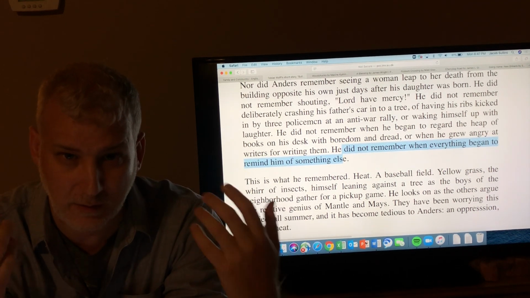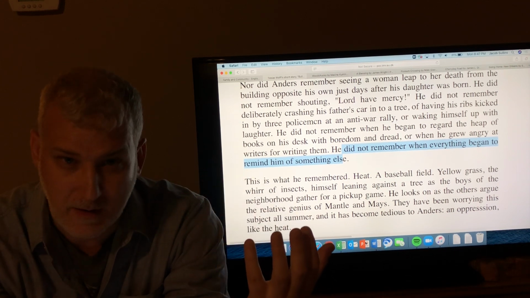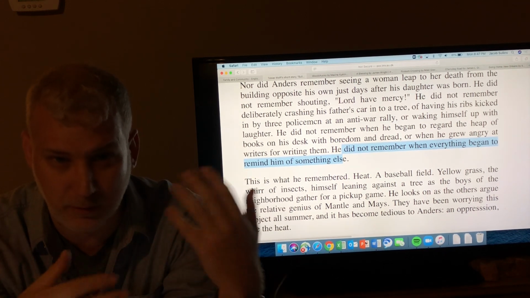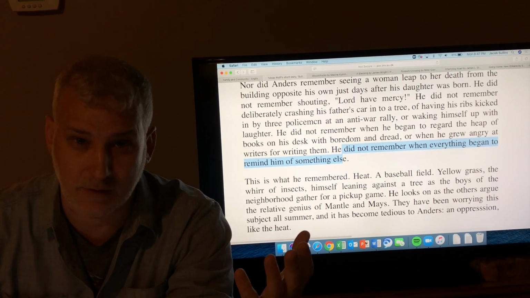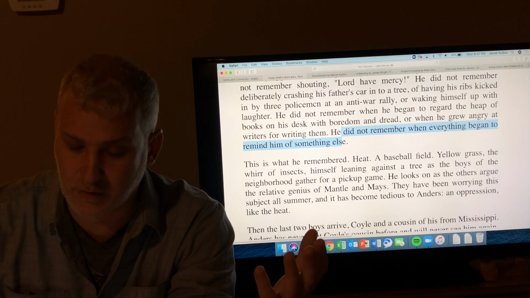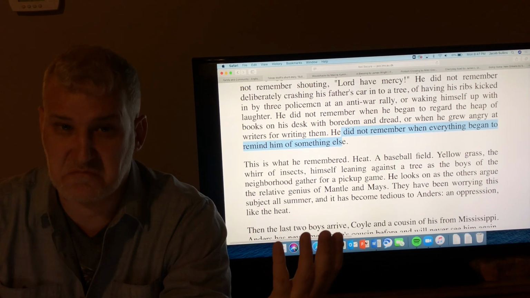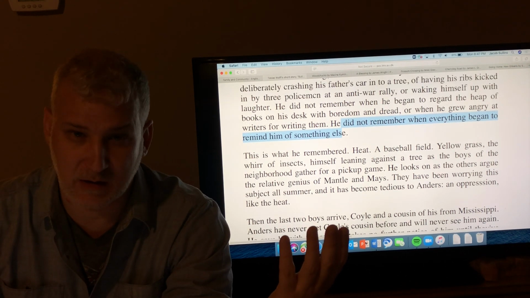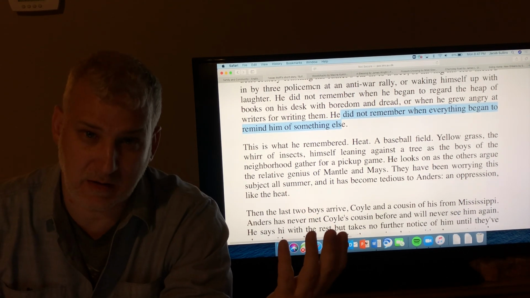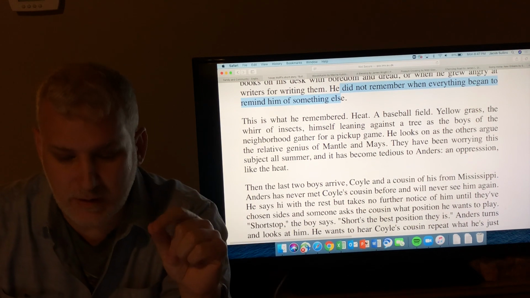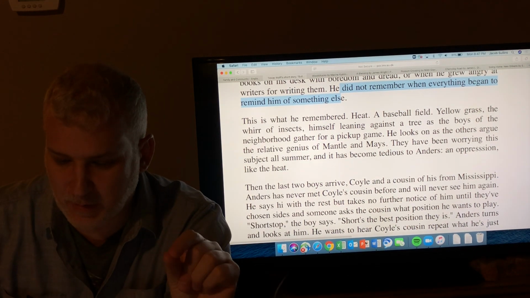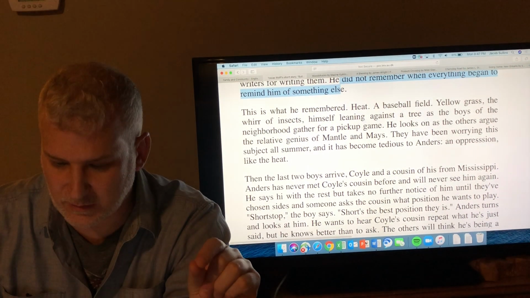Everything just feels like, oh, I've seen it before, I've done it before. Everything just feels like this cycle where you're just going through the motions. And that is what has turned him into such a jerk, he's just annoyed at everybody and ugly and rude to the world because he's burned out. This is what he remembered. Heat, a baseball field, yellow grass, the whir of insects.